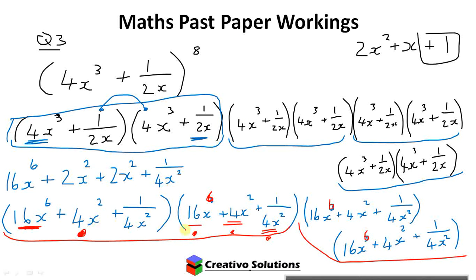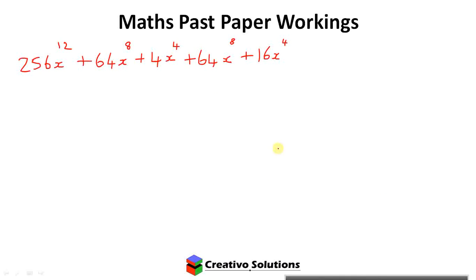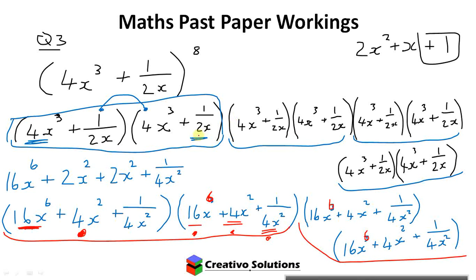Right, and then that dot times that. So 4x squared times 1 over 4x squared. 4x squared over 4x squared is 1. Okay, now I need to multiply the x's. That x expanded times that, times that, times that.